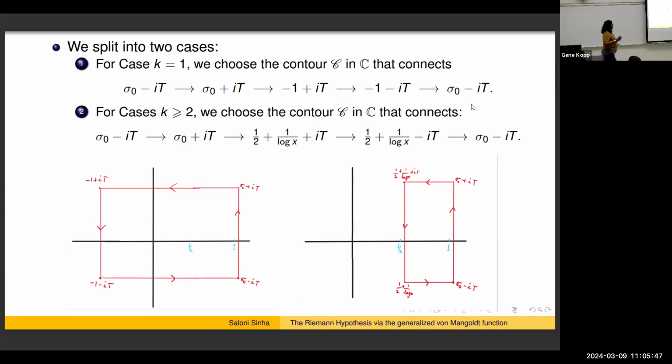So we basically split into two cases. For k equals 1, we prove it separately. We shift the line of integration basically to -1 in the first case. And for the second case, by which I mean k bigger than or equal to 2, we shift the line of integration close to the half line, but we don't cross it. And actually for k bigger than or equal to 2, there are some complications presented by the multiplicity of zeros and stuff like that.